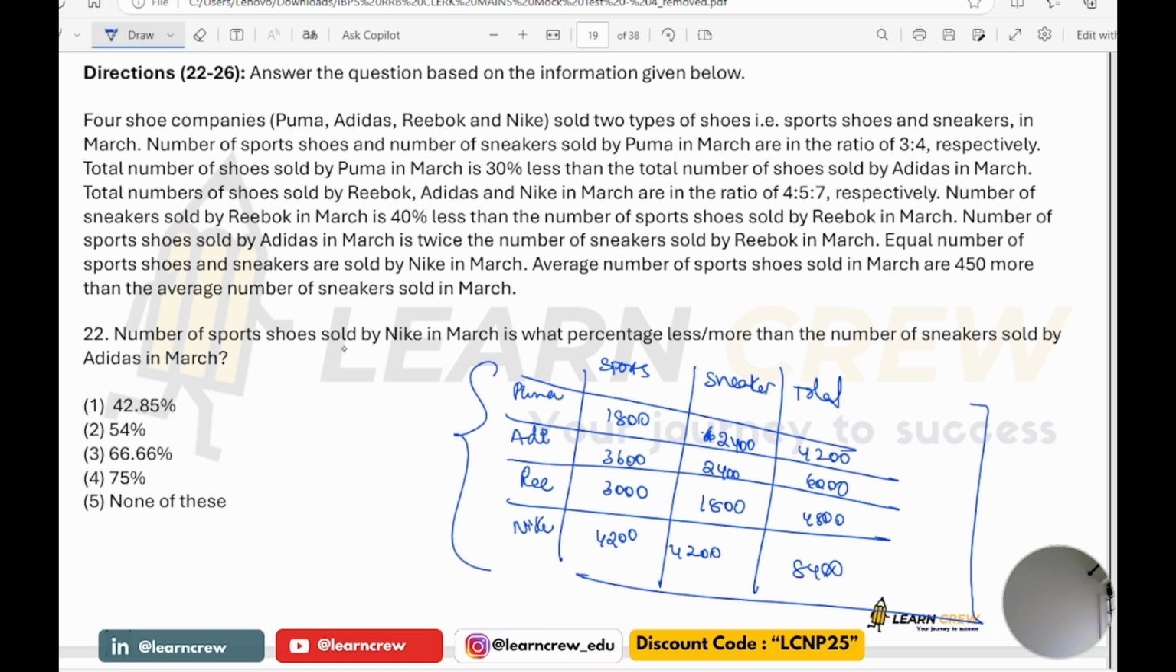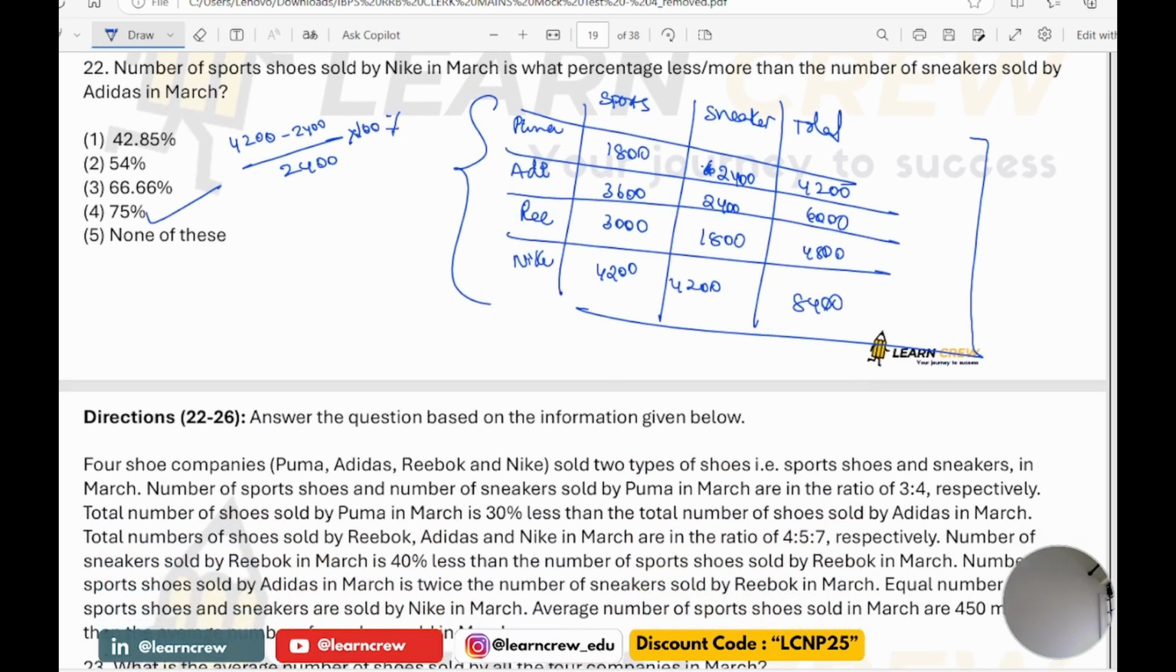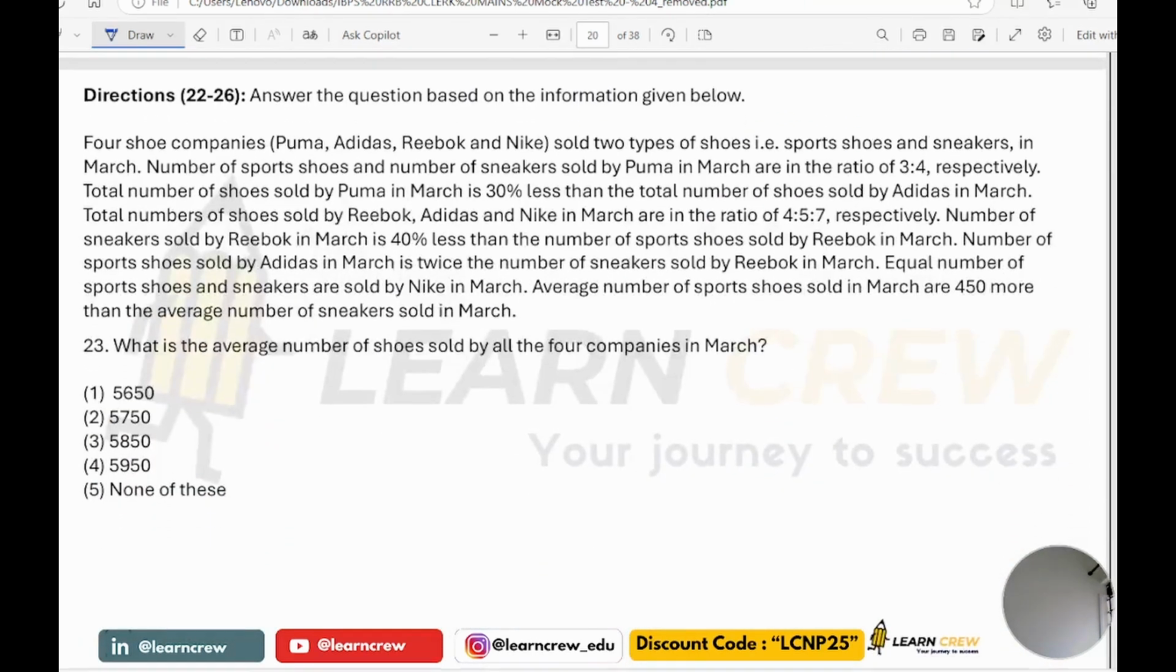This is the total final arrangement, final table. Now, number of sports shoes sold by Nike in March is what percentage less than number of sneakers sold by Adidas in March? So, 4200 minus 2400 by 2400 into 100. So, answer is 75%. 3 by 4 means 75%.